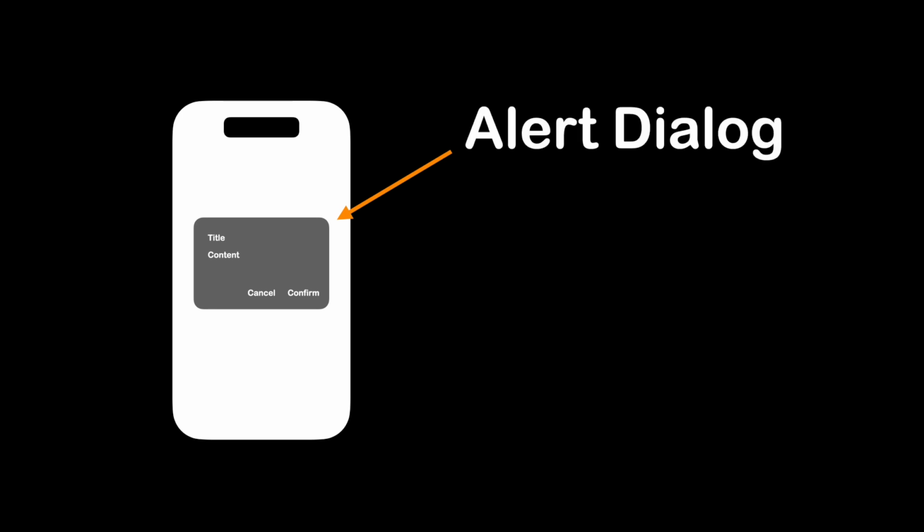In this video, I will show you how to create an alert dialog in Flutter. An alert dialog is used to inform the user about situations that require acknowledgement. For example, when you need a confirmation from the user, such as payment or delete event.